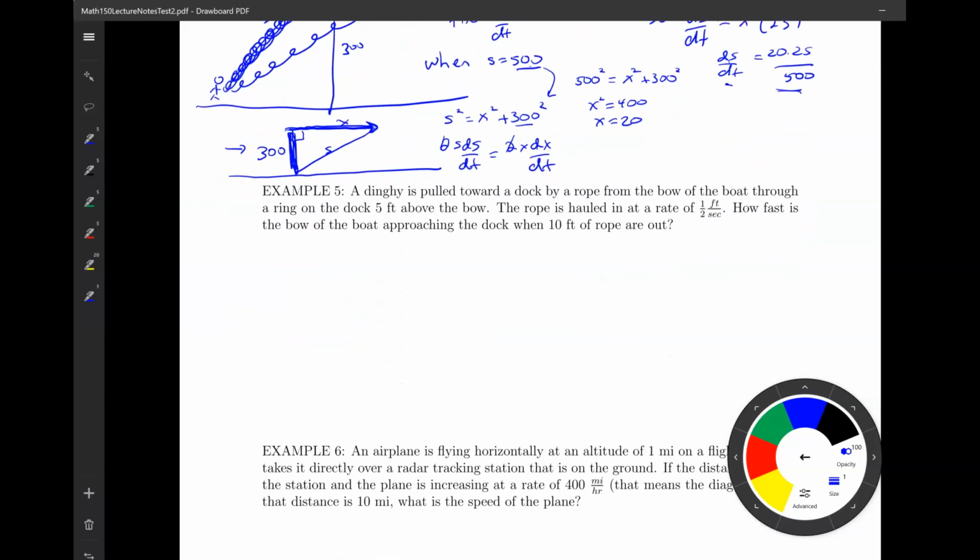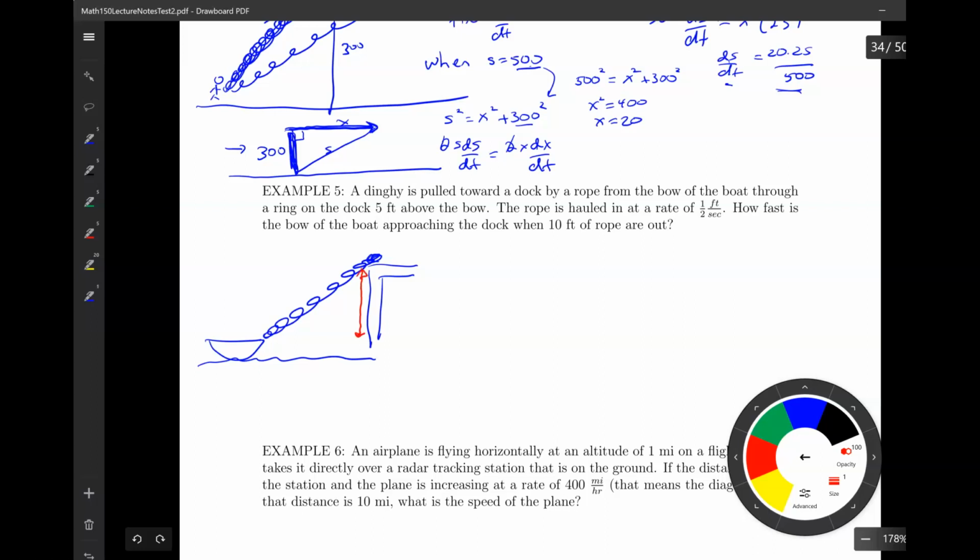All right. Do one more. So we've got a boat being pulled towards a dock. So here's the boat in the water. Here's the dock. And here's some rope that's pulling the boat in. Okay, so the ring on the dock is 5 feet above the bow of the boat. So this distance here would be 5 feet. The rope is being hauled in at this rate. So let's label this R for rope. So dr over dt is coming in at 1/2 foot per second.